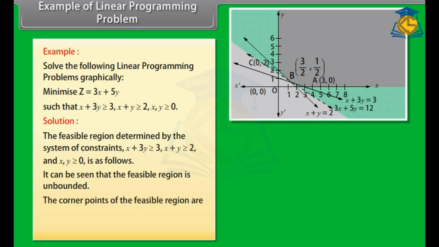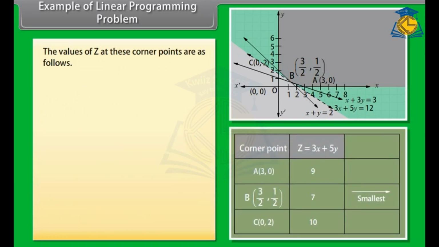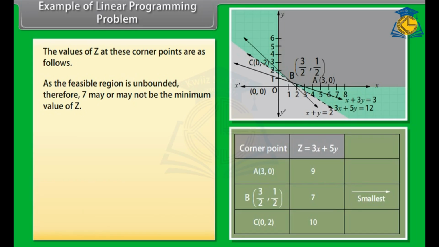The corner points of the feasible region are A(3,0), B(3/2, 1/2), and C(0,2). The values of Z at these corner points are as follows. As the feasible region is unbounded, therefore 7 may or may not be the minimum value of Z.